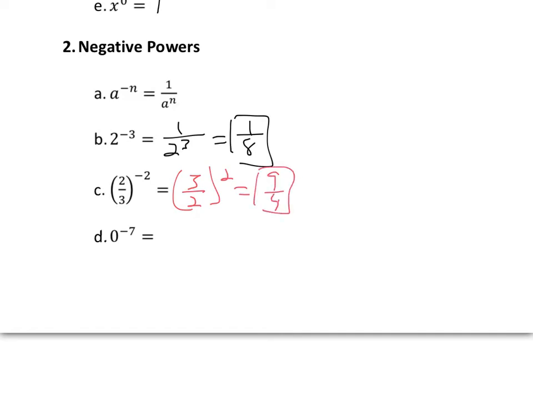And 0 to the negative 7th. Let's give this a shot. We've got 1 over 0 to the 7th. 0 to the 7th is 0. Can you have anything with 0 in the denominator? Heck no, undefined.